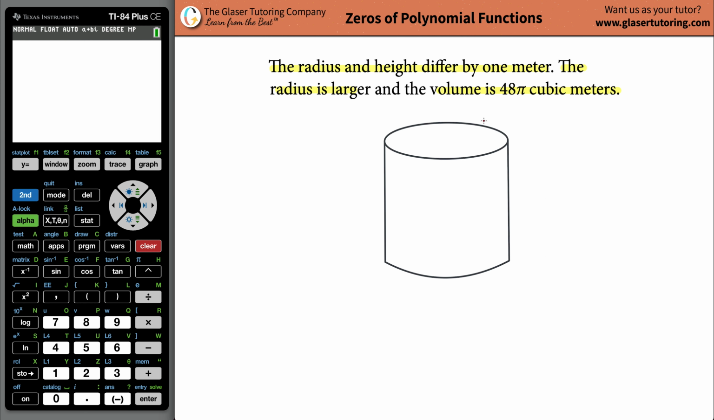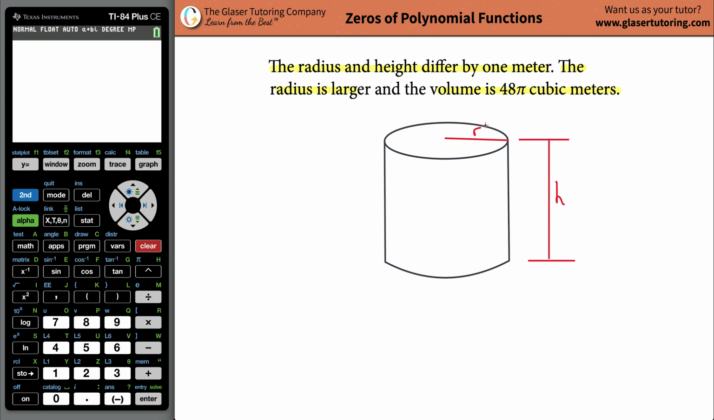So first thing is you start with the picture of the cylinder and just label radius and height, just for right now. R and H. It says the radius and the height differ by 1 meter. And it says the radius is the larger value.